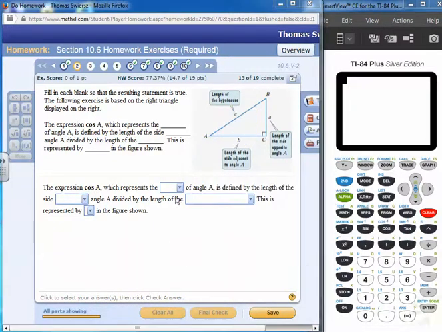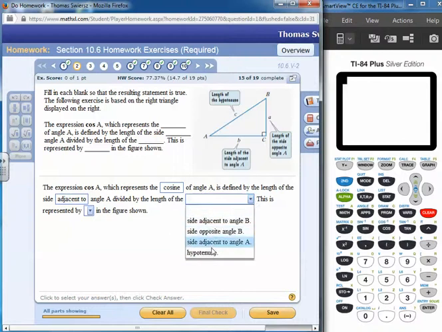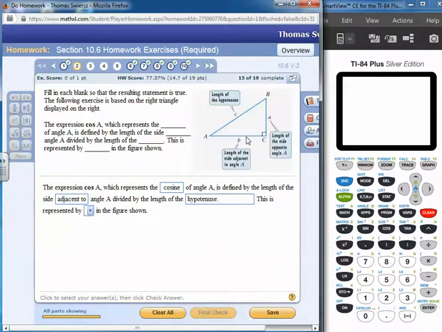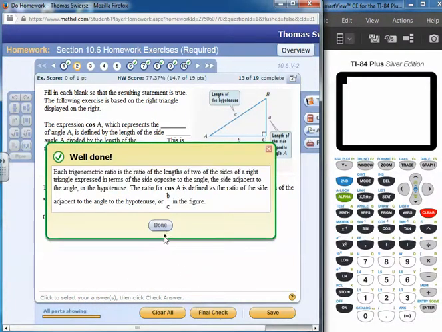So we have the cos of angle A represents the cosine of angle A is defined by the side adjacent to angle A divided by the hypotenuse. And in this case, adjacent to angle A is B and the hypotenuse is C. So it's B over C is the fraction.